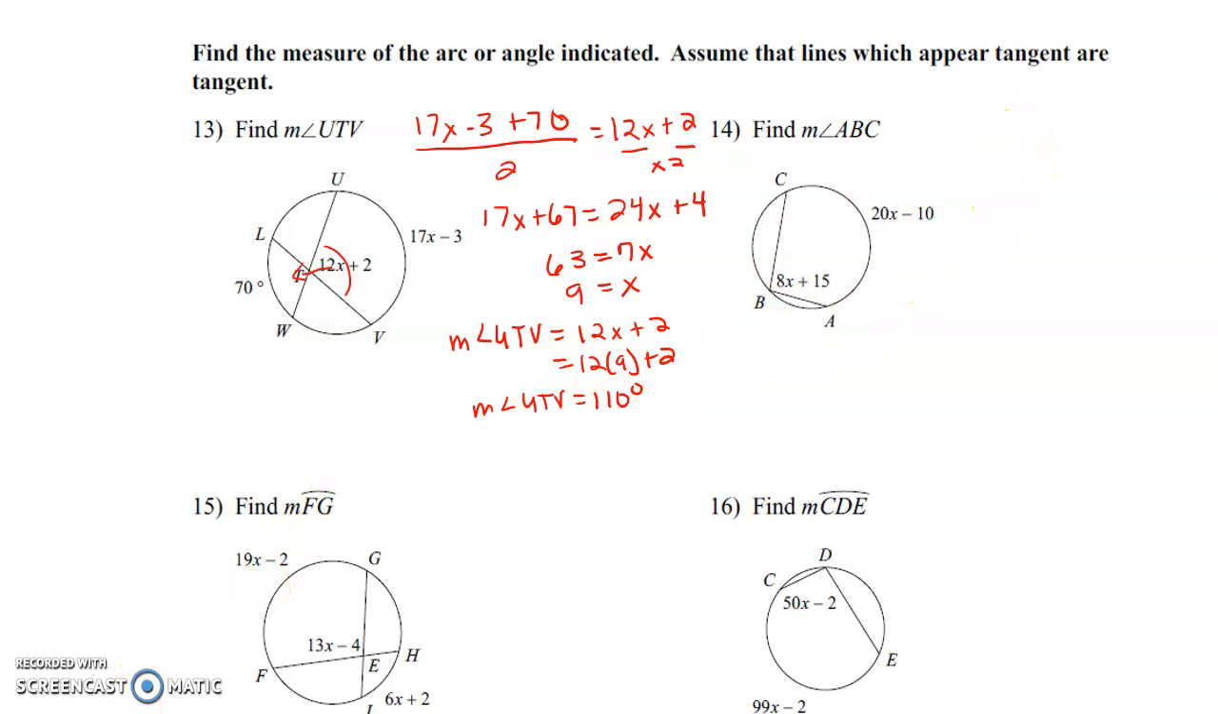Okay, let's look at 14. Vertex is on the circle, so I'm going to have that this angle of 8x plus 15 is going to be equal to the arc, the captured arc, which is 20x minus 10. It's going to equal half of that, so I'm going to divide it by 2. When I multiply both sides by 2 to clear my fraction, I end up with 16x plus 30 equals 20x minus 10. Subtract my 16x from both sides, leaves me 4x here, and add 10 to both sides. Divide by 4.